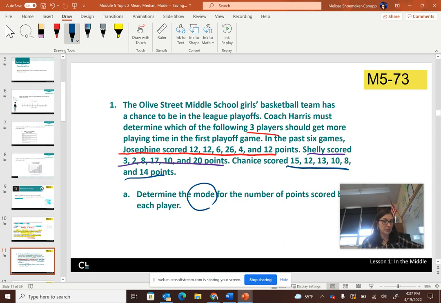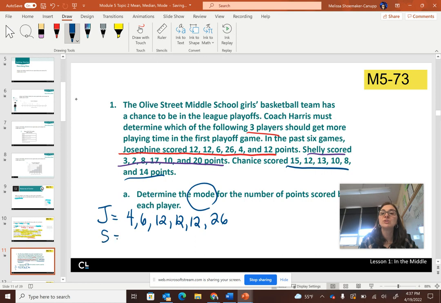Okay, we're on page M573. So let's think about the mode. I'm going to write, let's see, who's my first person? Josephine. So I'm going to put a J. The first thing I'm going to do is put her numbers in order from smallest to largest. So I see a 4, a 6, 12, 12, 12, and 26.